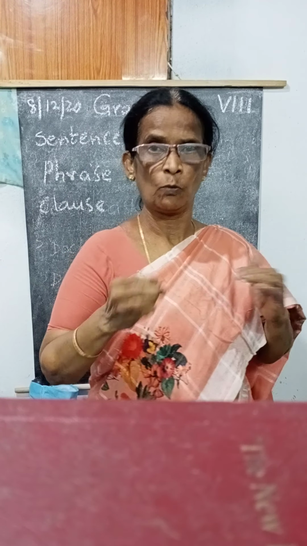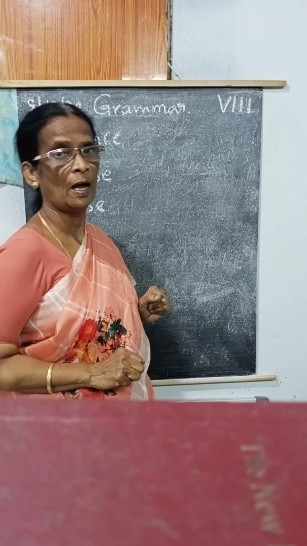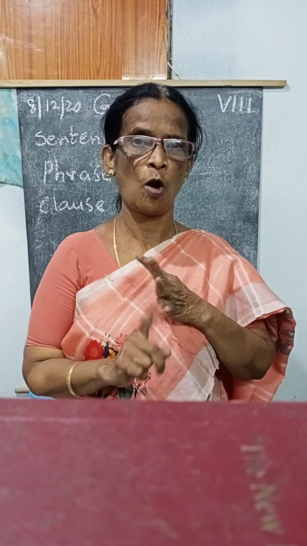Okay, now I wanted to explain. First one is the sentence. How many types of sentences are there? From the 5th class we are learning. Okay, 4. Number 1 is the declarative. Number 2 is the imperative. Number 3 interrogative. Number 4 exclamatory. So how to find out also, very well, I think.